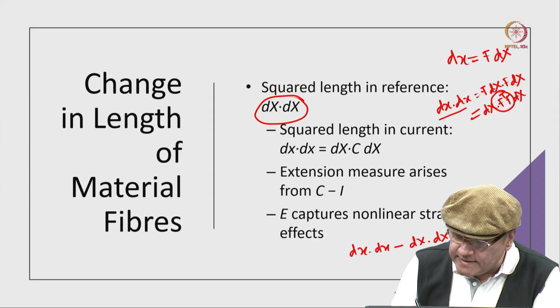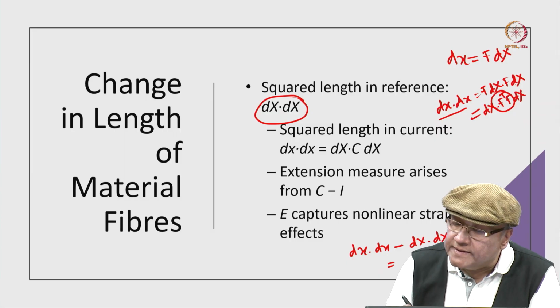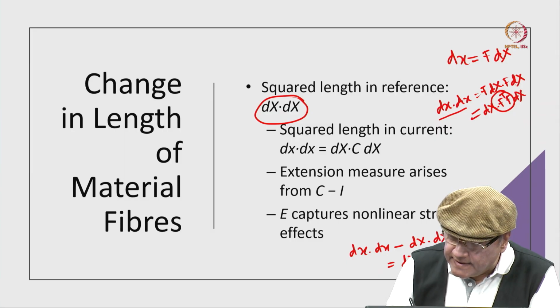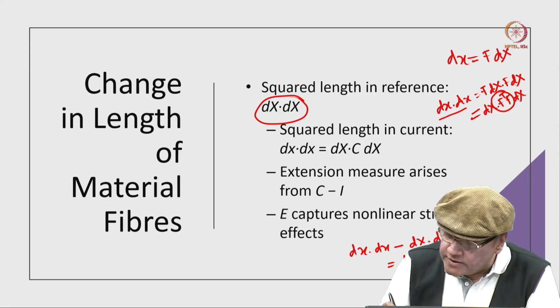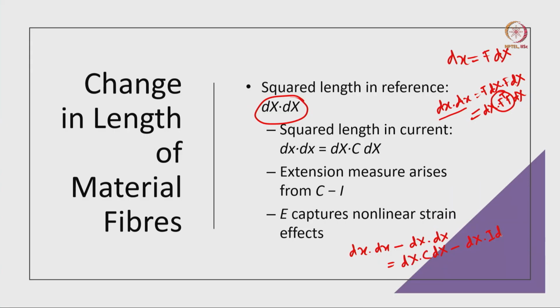Now you can just write it as, how do you write it? Basically here you can write it as dX transpose dot F transpose F, which is C, dX minus dX dot I, the identity tensor, dX. So basically this is dX dot (C minus I) dot dX, something like this, right. So that is the reason why you talk of the Lagrange strain in terms of C minus I, right.